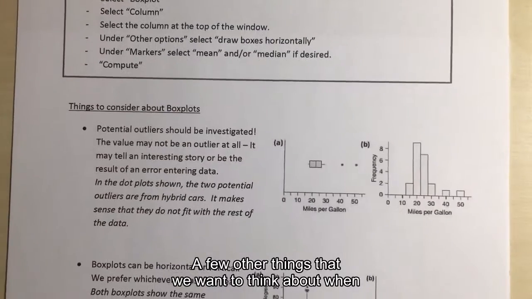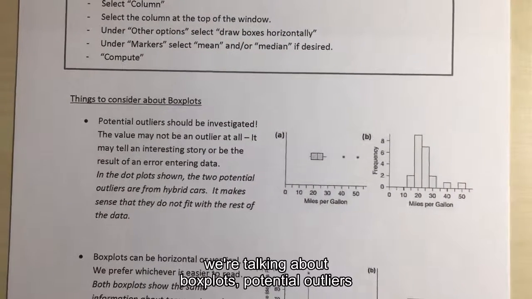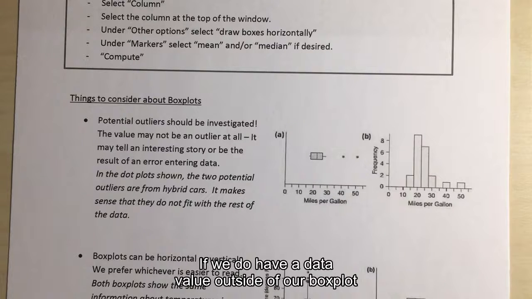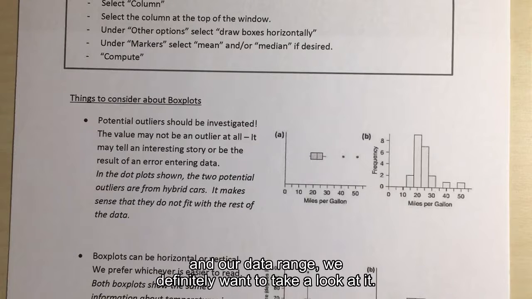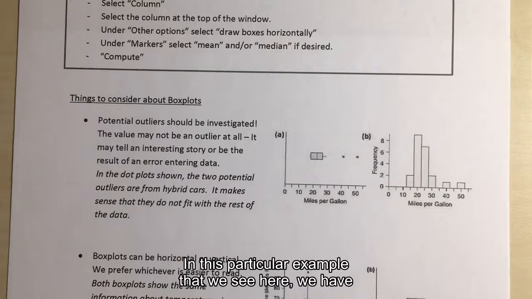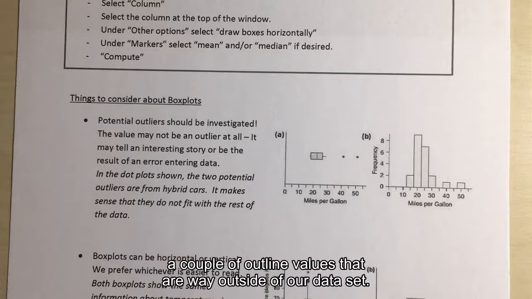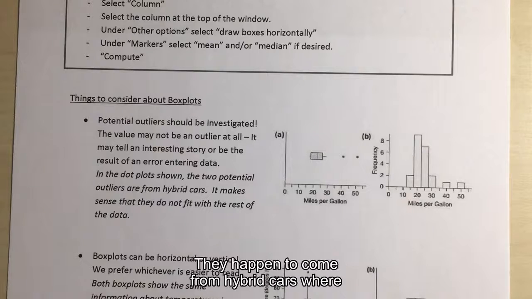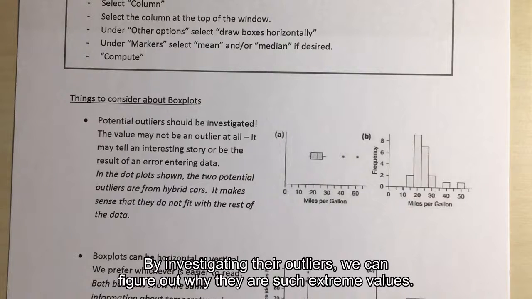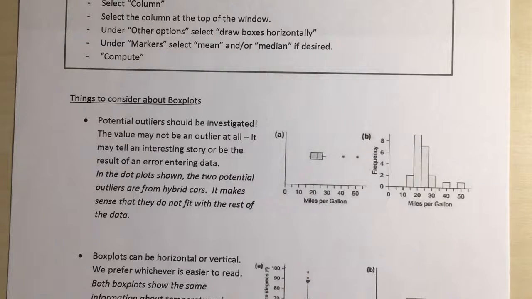A few other things that we want to think about when we're talking about box plots. Potential outliers are something that should be investigated. So if we do have a data value outside of our box plot and our data range, we definitely want to take a look at it. In this particular example that we see here, we have a couple of outlying values that are way outside of our data set. They happen to come from hybrid cars, where everything else in our data set was not a hybrid car. So by investigating our outliers, we can figure out why they are such extreme values.